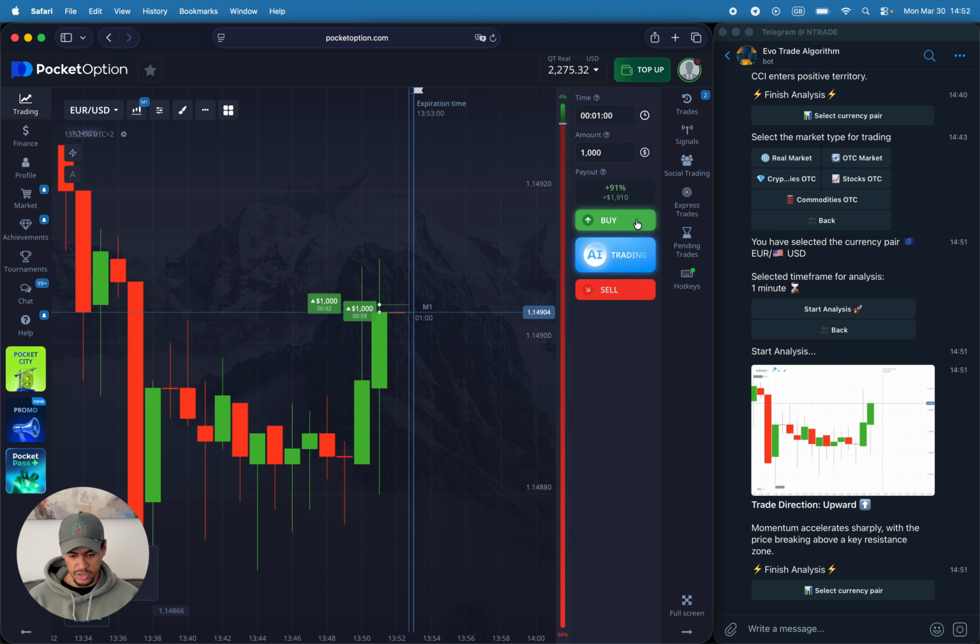And there it is. We're actually going to do it, and there it is. This is the entry I've been waiting for. Strong red candle.